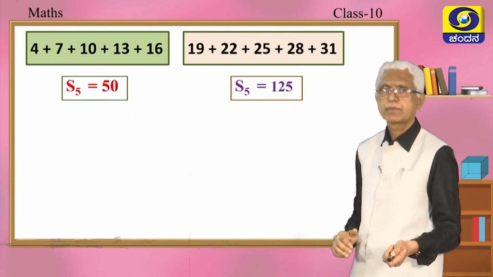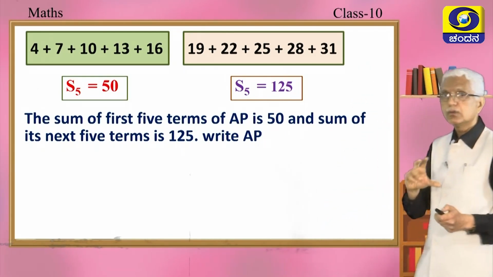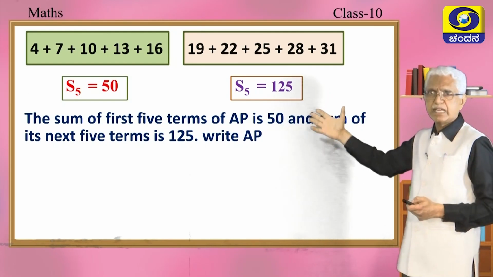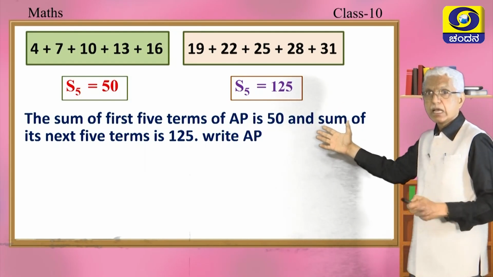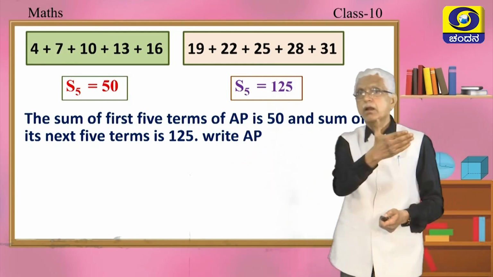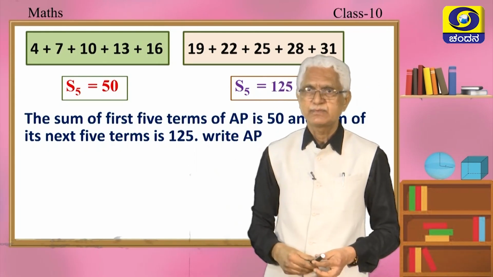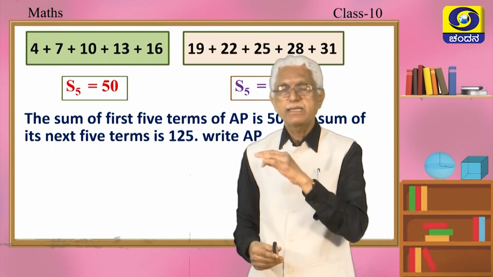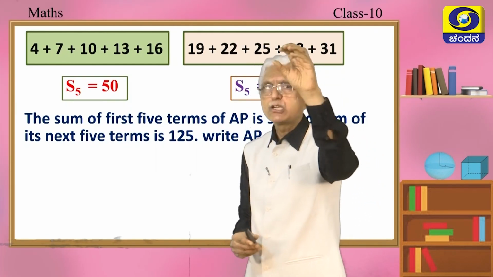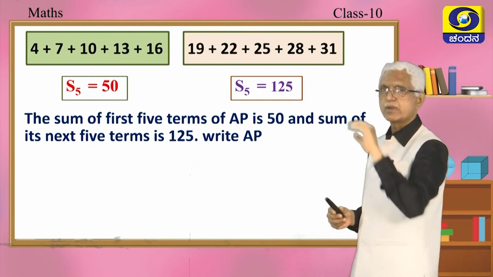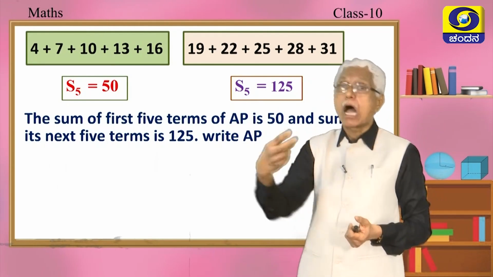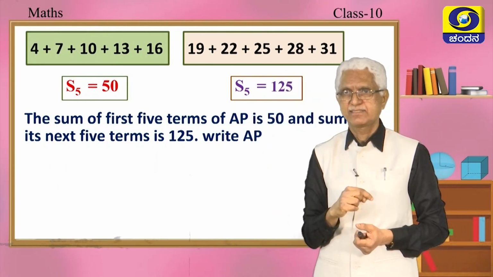Okay, please watch. Now, we will construct a problem out of this. The sum of the first 5 terms of an AP is 50 and sum of the next 5 terms is 125. Write the AP. You understood? You have to write the AP. This is the problem. I took the problem, I showed you the sum is 50 and the sum is 125. Now, having given you the sum, how will you find the AP is the question, correct?